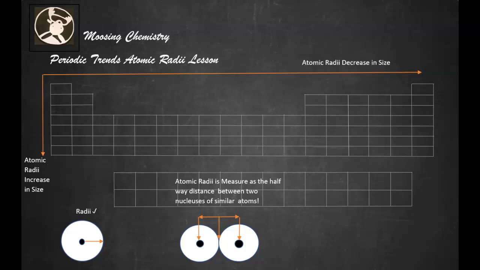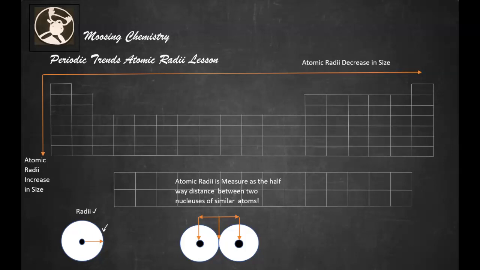Now, that's pretty problematic. You have to understand that this edge right here is kind of like fog. What I mean by that is that these are not tight orbits. They're kind of fuzzy. And since they're fuzzy, where is the actual end of the atom? That presented a problem to people in how to actually measure the radii of atoms.